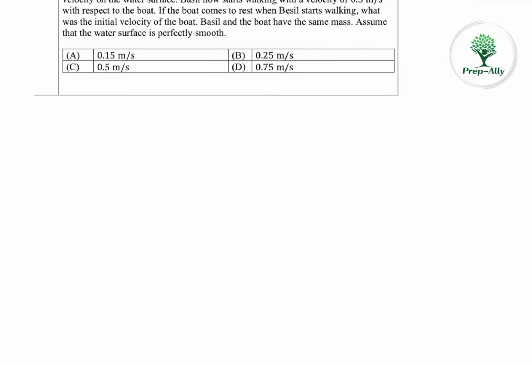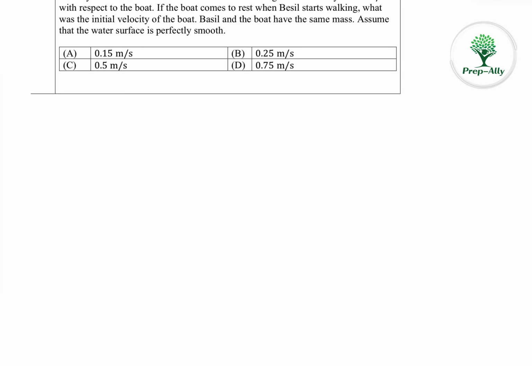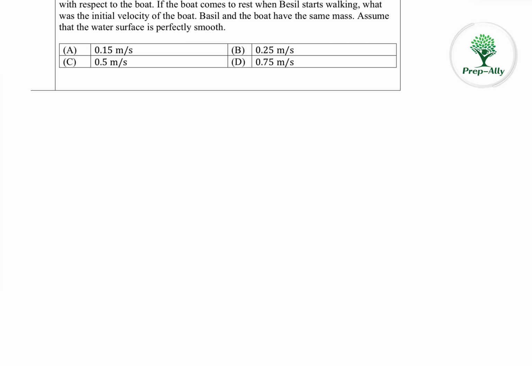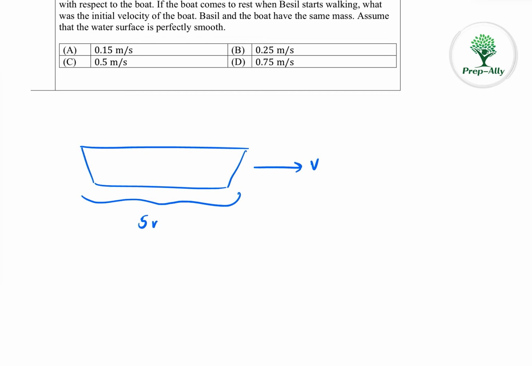Basil stands at one end of a long boat of length 5 meter, which is floating with a uniform velocity on water surface. So let the boat be something like this. It's floating with uniform velocity of some v and the length of the boat is 5 meter, right? Basil now, so let us say Basil is at this end. Now he starts walking with a velocity of 0.5 meter per second with respect to the boat. If the boat comes to rest when Basil starts walking, what is the initial velocity of the boat? He's asking us this value.